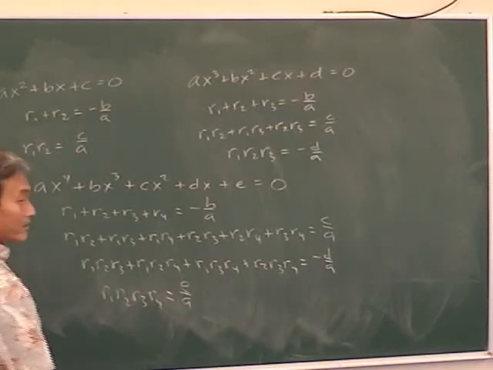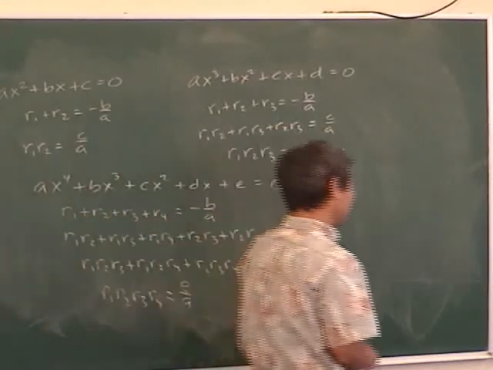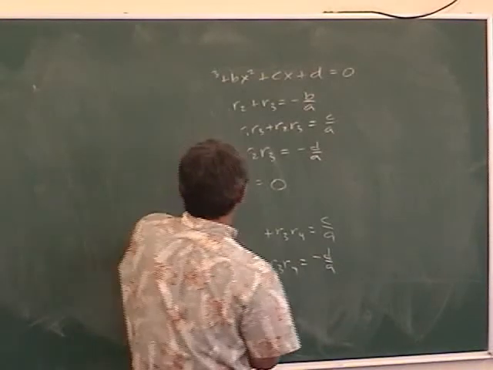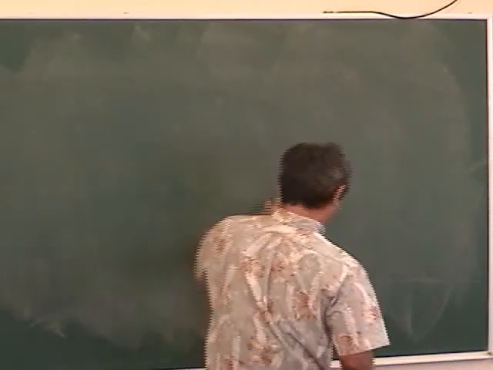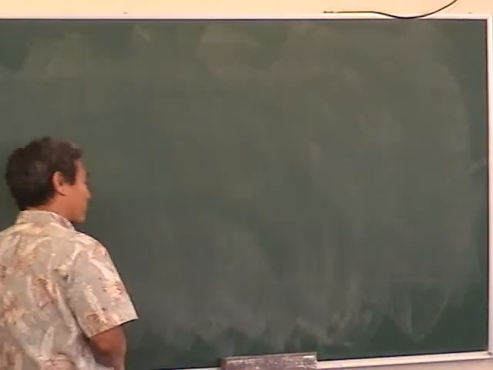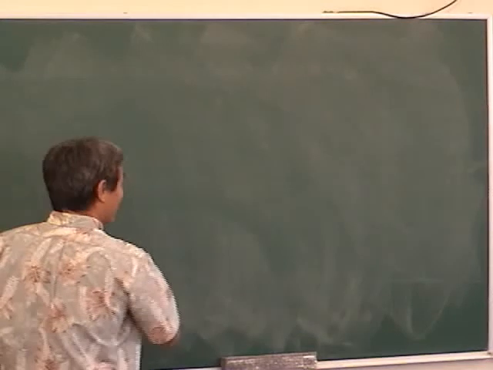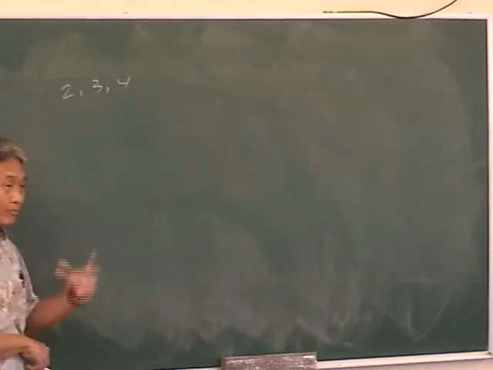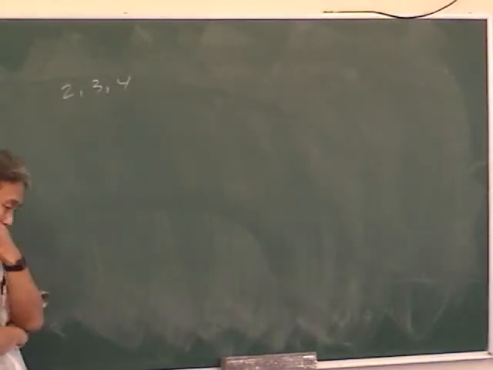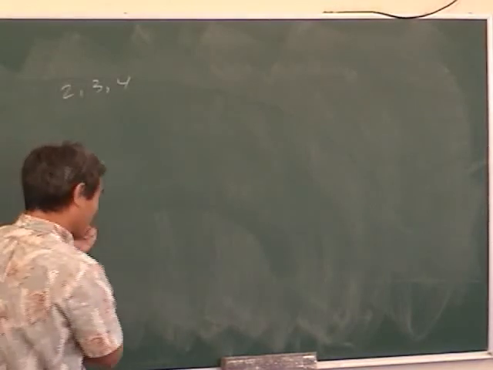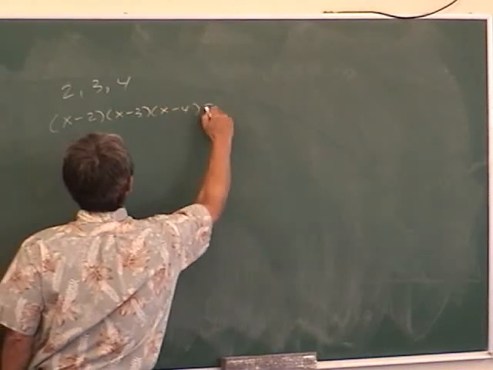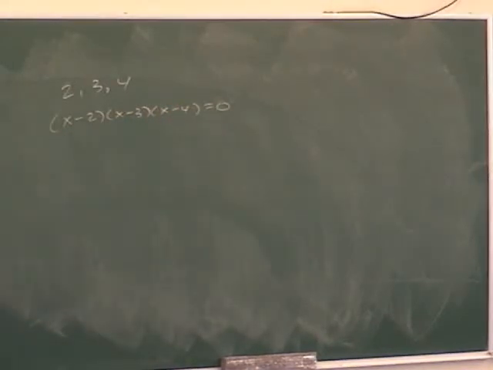So how can you use this to help you solve problems? Okay, well here we go. What if I ask you to write me a polynomial equation of lowest degree whose roots are 2, 3, and 4? So write me a cubic polynomial equation whose roots are 2, 3, and 4. What would you do? You would go x minus 2, x minus 3, x minus 4 equals 0. Oh, that's so easy, Mr. Park. Okay, now write your answer in descending order. In other words, multiply it all out.